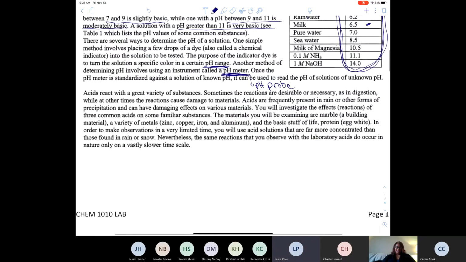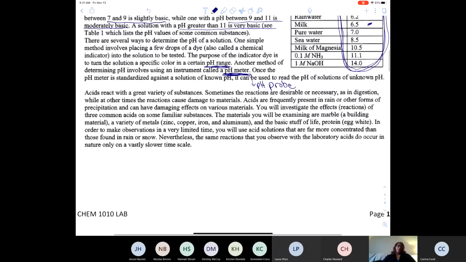And so we talked about acids being able to react with a great variety of substances. Acids are found naturally in our digestive system, in our stomachs. That acid helps to digest and break down our foods to release the nutrients in the foods that we eat. So that's acid being very, very helpful when it comes to our digestion.